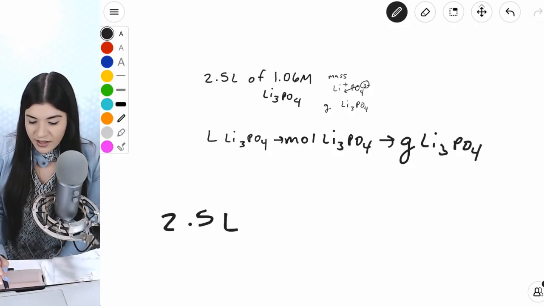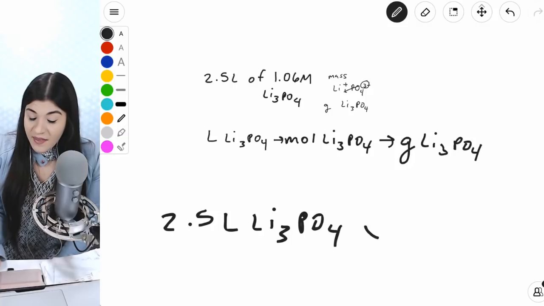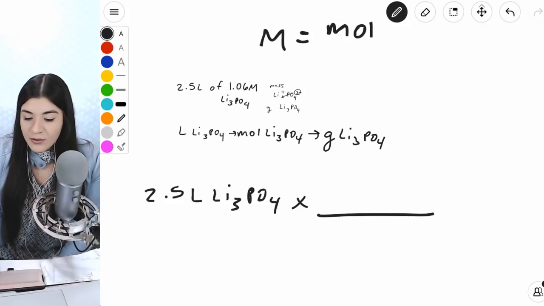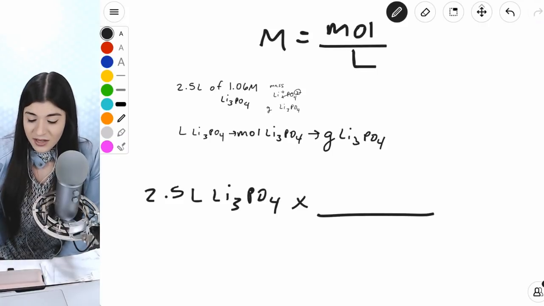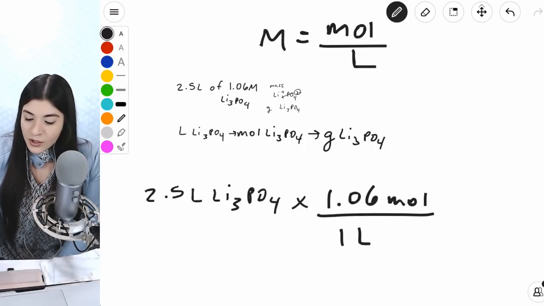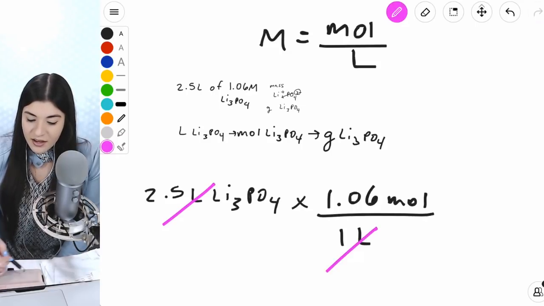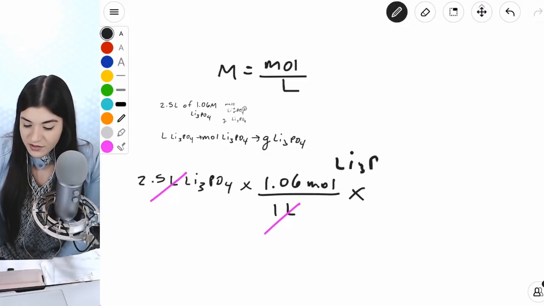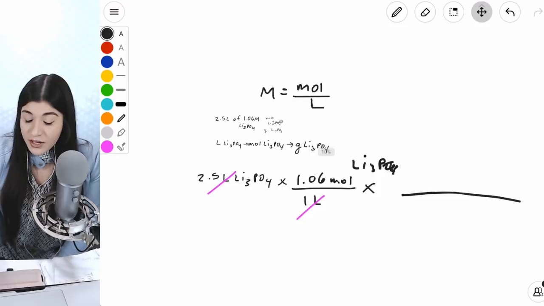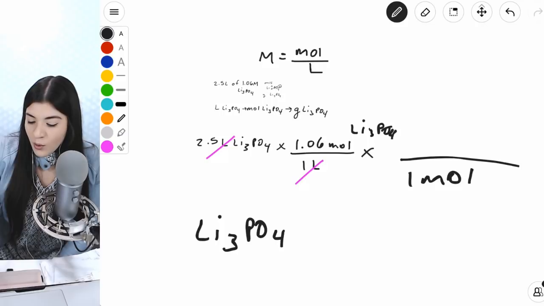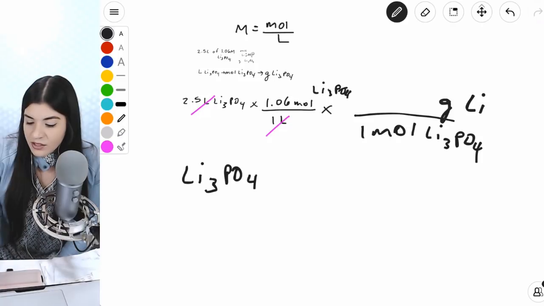So I'll start with the 2.5 liters of lithium phosphate, and then I'm going to multiply this by the molarity. So remember, molarity can be broken down to moles divided by liters. That's exactly what I'm going to do here, where there's 1 liter on the bottom and the 1.06 moles goes on top because we want these liters and liters to cancel. And then from here, I'm at moles of lithium phosphate. So then now I'm going to figure out the molar mass of lithium phosphate. So let's do that together because we will have 1 mole of lithium phosphate on the bottom, and we'll put whatever mass we find in a second on top.